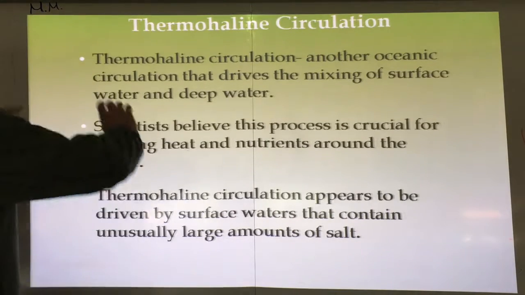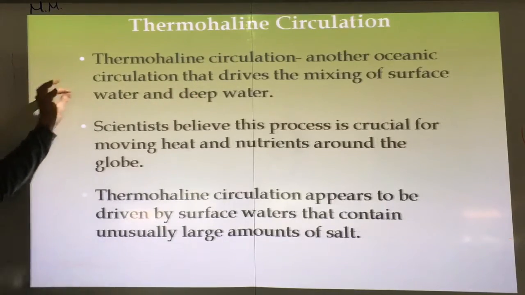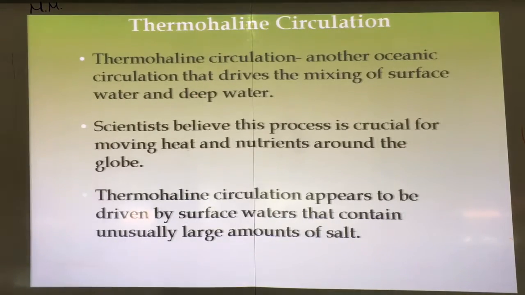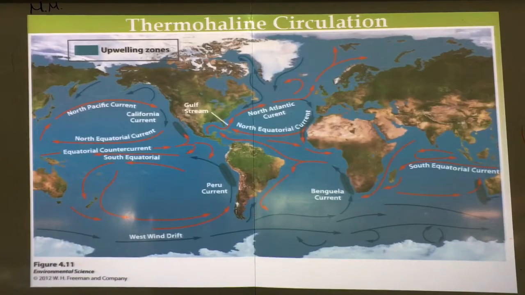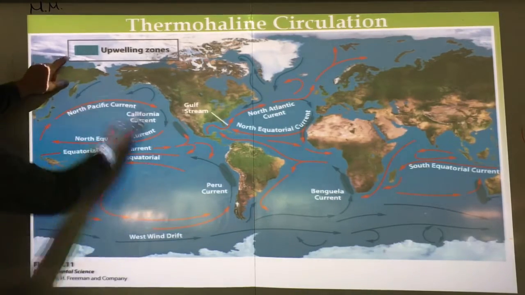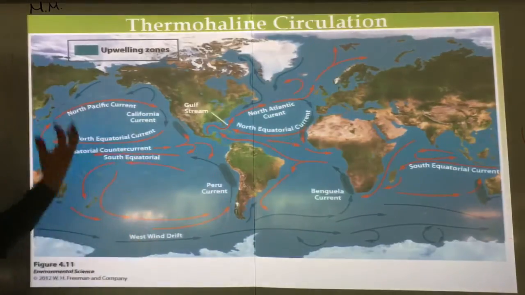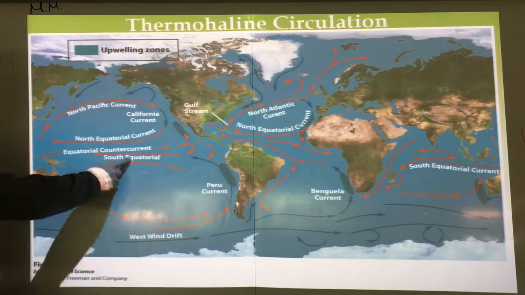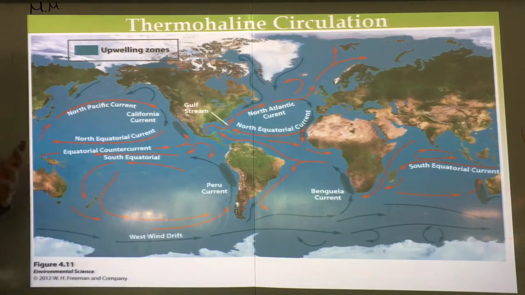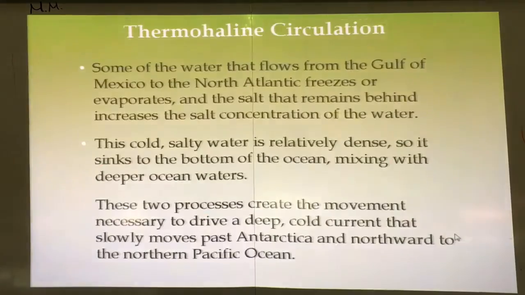It's pretty much a full oceanic circulation that drives the mixing of water: salt water, cold water, hot water, and deep water. So we're looking at all those aspects and what's going on here. Now, a couple things to note: these are your upwelling zones. Very highly productive areas. The red arrows indicate surface movements, and the blue arrows indicate subsurface or deep movements.